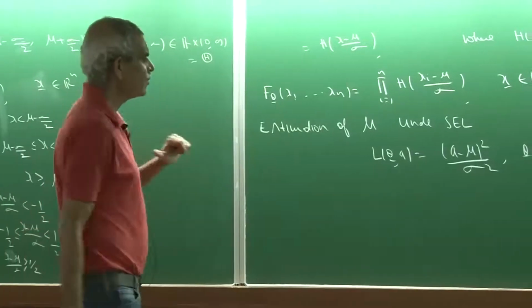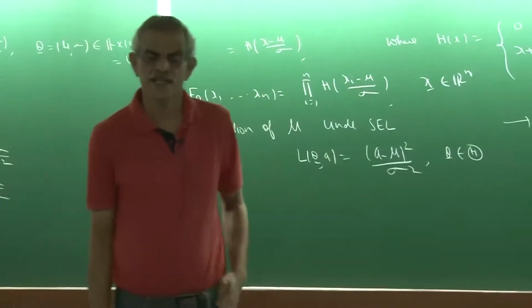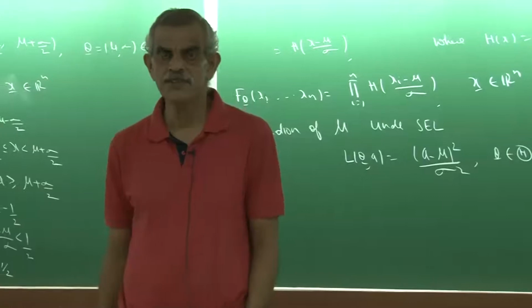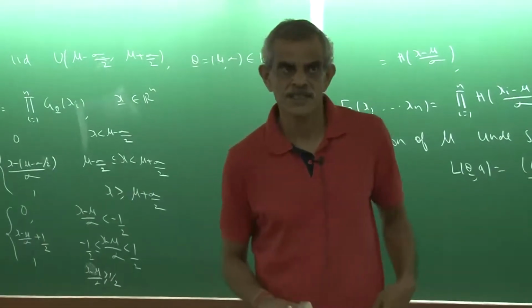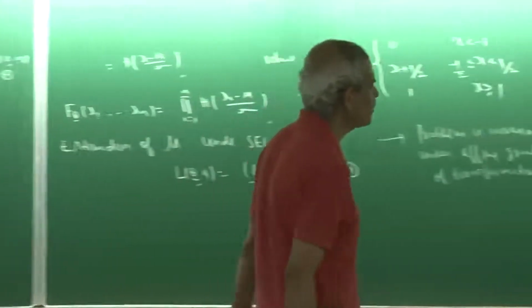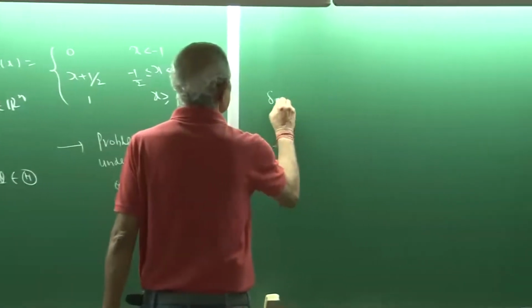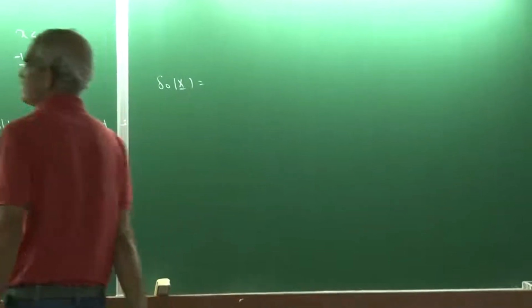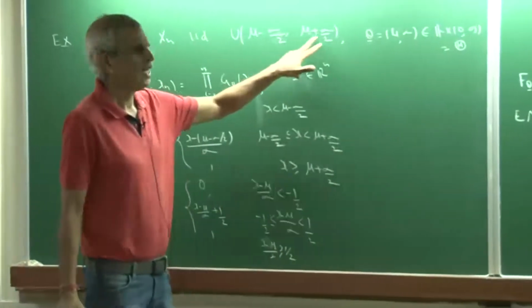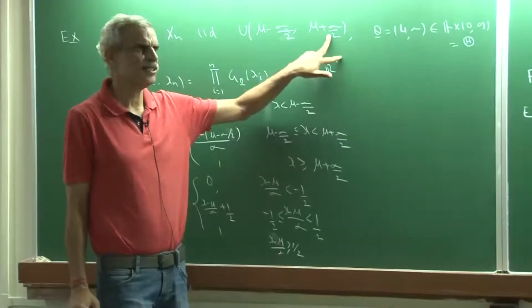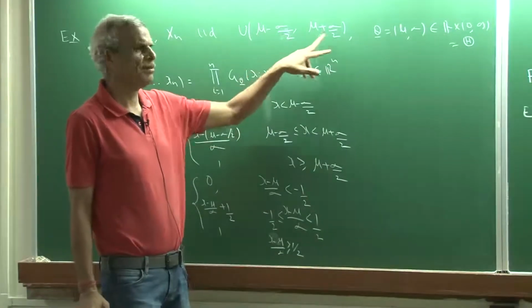So what do I need to do? First I need to identify one affine invariant estimator of mu and an affine invariant estimator of sigma. So mu is the location, so it looks like delta naught x. Now in this case the complete sufficient statistic, because of mu minus sigma by 2 and mu plus sigma by 2, there are two parameters. So the complete sufficient statistic would be the minimum and maximum.